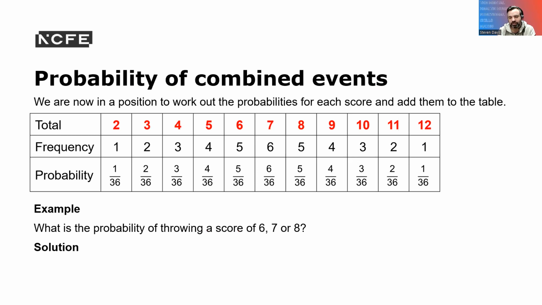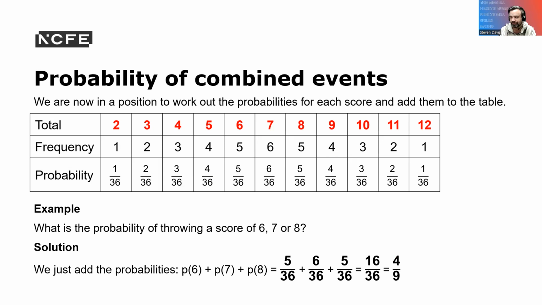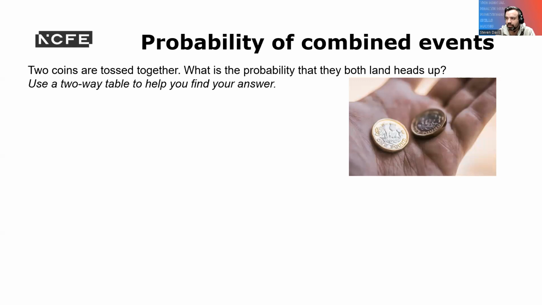So what is the probability of throwing a score of 6, 7, or 8? So throwing a 6, a 7, or an 8. So you've got the 5, the 6, and the 5. Add that together, equals 16 over 36. Turn that into a simple fraction, so divide it down, and the simplest way you can do that is 4/9. Good. So that's the probability of combined events.